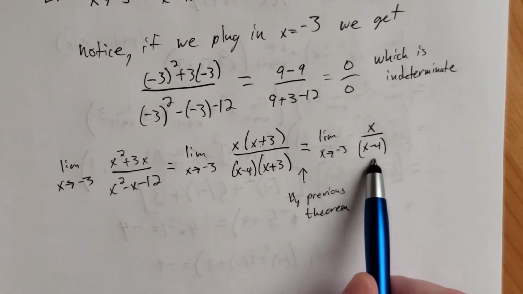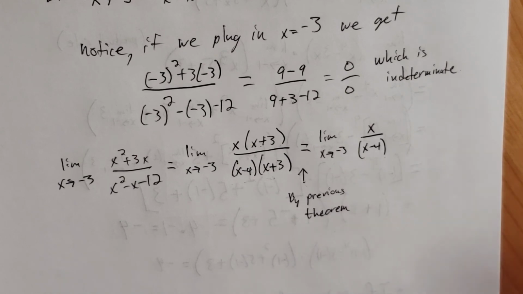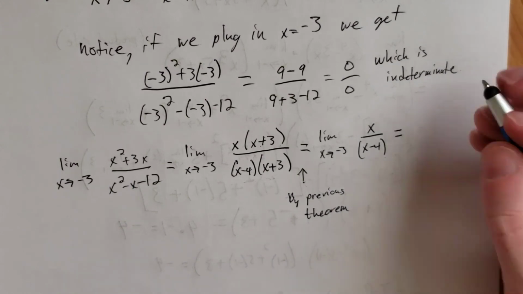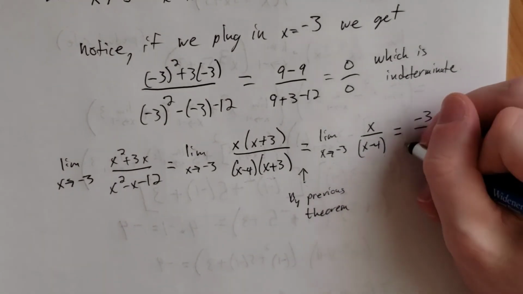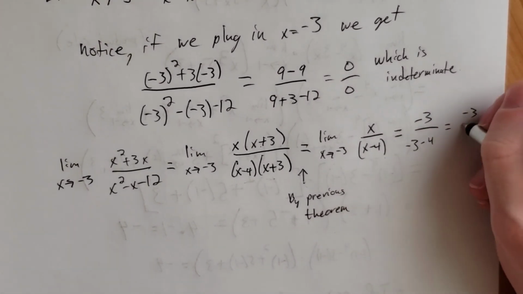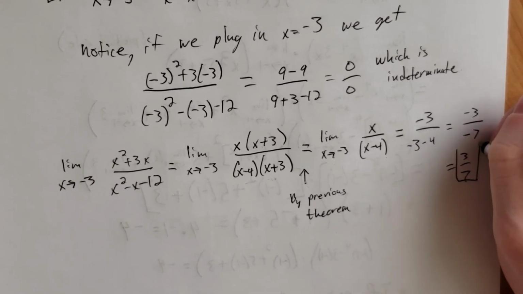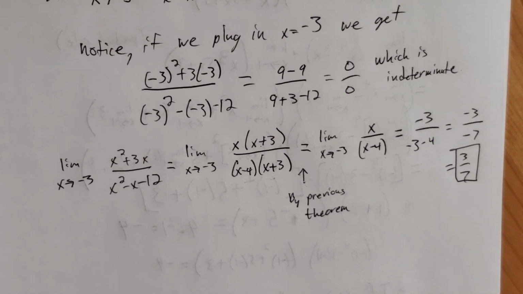And now, what can we do? Well, this right-hand side, we don't get 0 in the denominator anymore, so we can just do direct substitution. So we can just directly substitute in -3 here. And so we get -3 over -3 minus 4, or in other words, -3 over -7, or 3/7. So in fact, we have our solution.